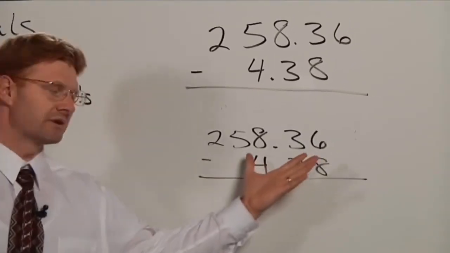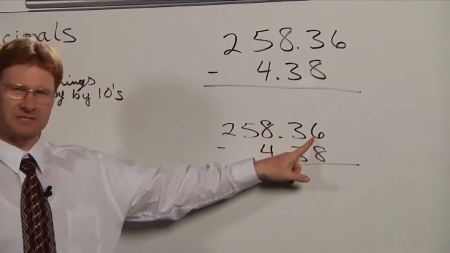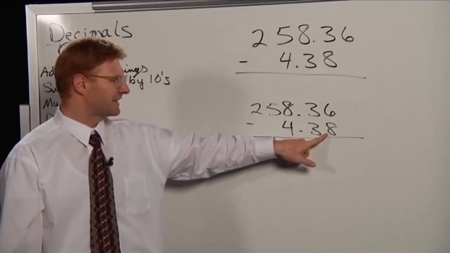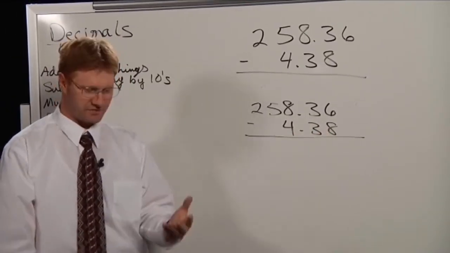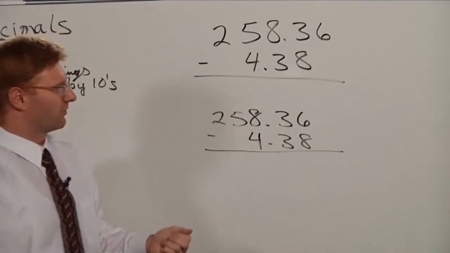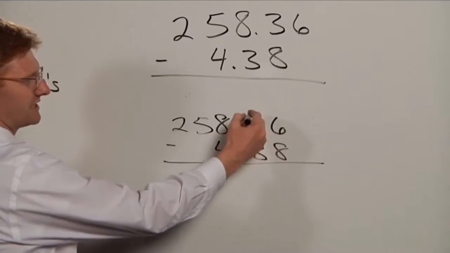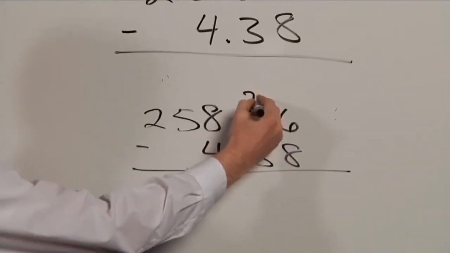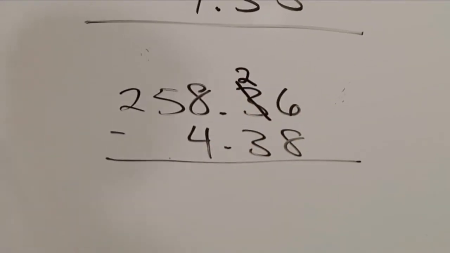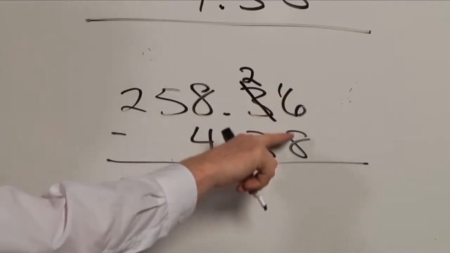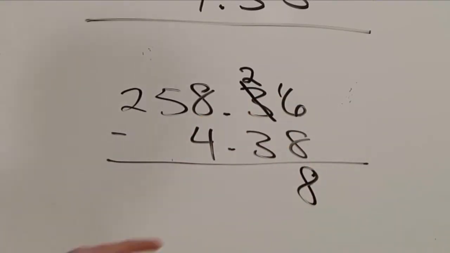Now, here's where we get to the borrowing idea. Here we have 6 pennies. We have to try to take away 8 of those. We can't really do that, because if you only have 6, you can't take away more than 6 of them. So here's where we get the idea that if we take one of these dimes, for example, so we cut it down to 2, and take those 10 and cash it in for 10 pennies, then we have 16 of them now, minus 8 gives us 8.